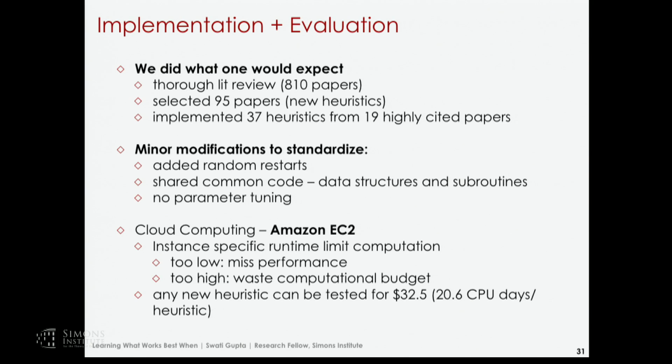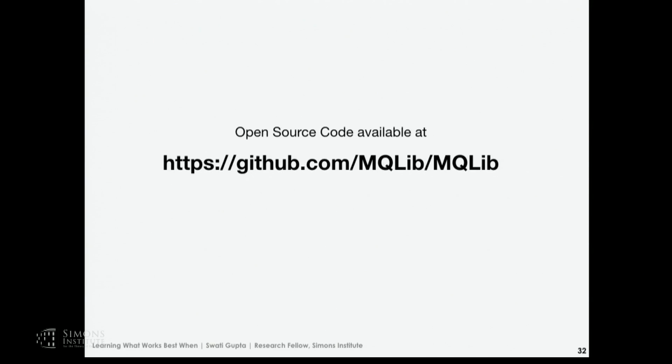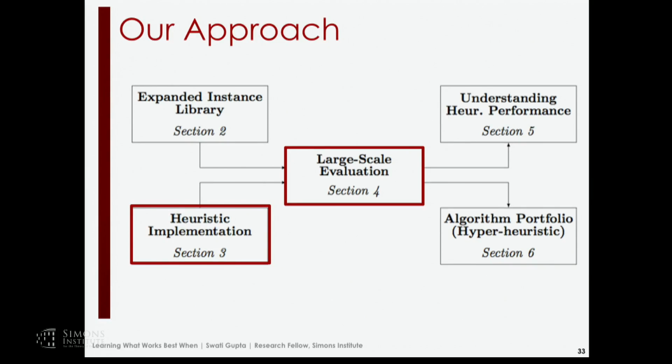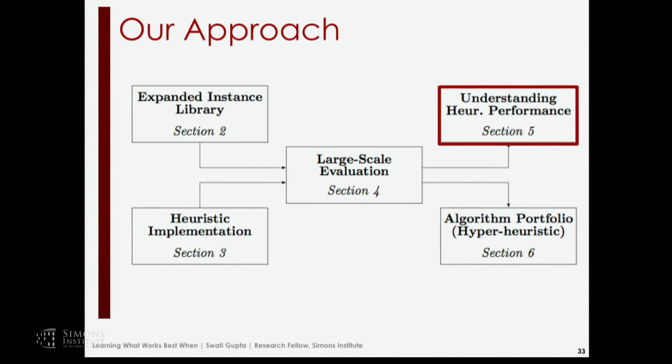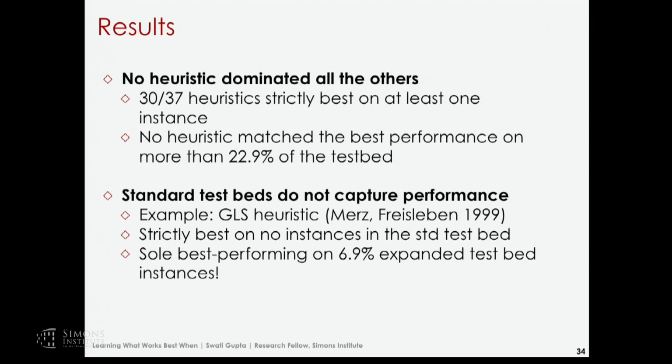Any new heuristic now takes around 20 CPU days, and it's like $32 to test a new heuristic in this setup. All of this code is available on a GitHub library, so it's all open source, and you can all feel free to play with it. And okay, so we did all of this implementation, and we ran all of this on the cloud, and now we could actually ask some interesting questions.